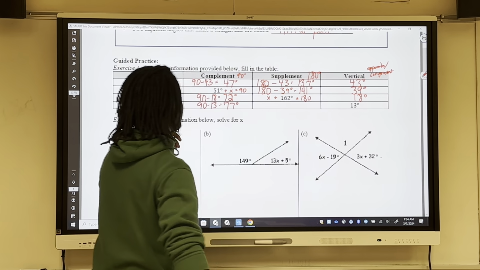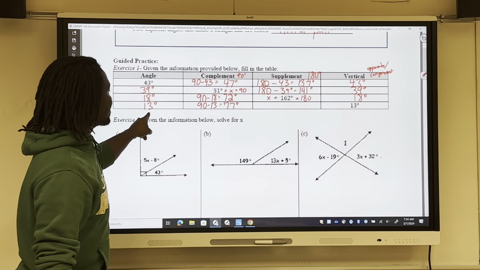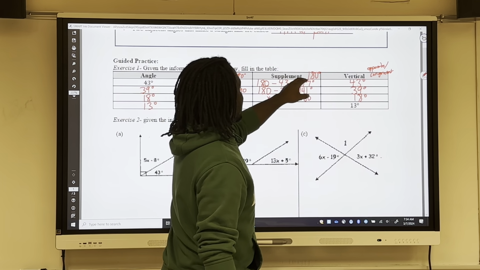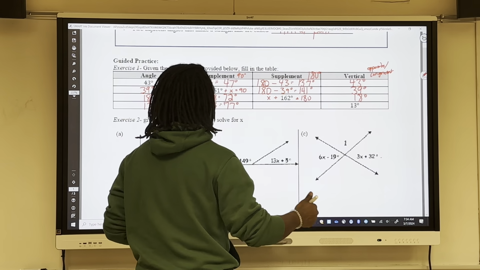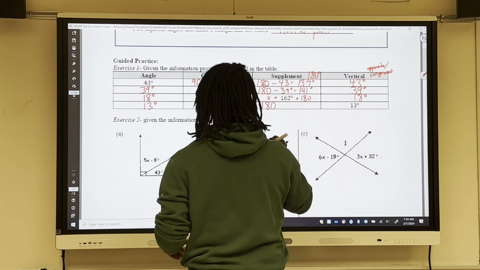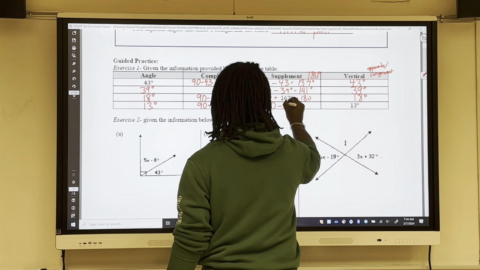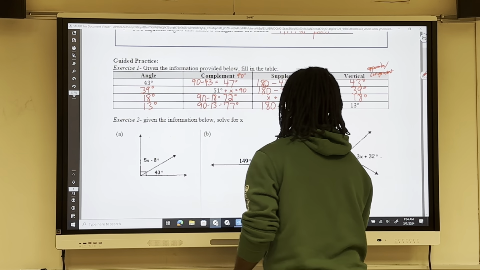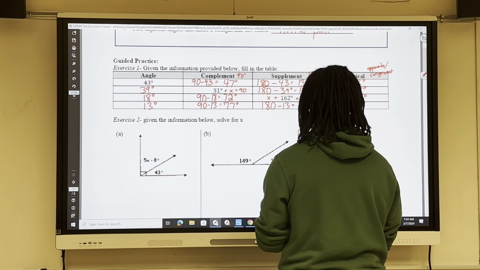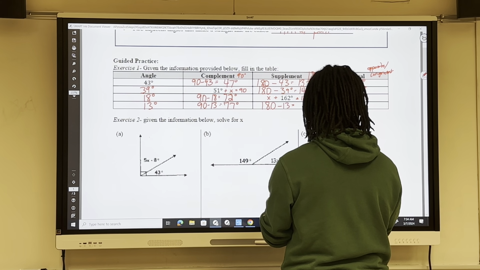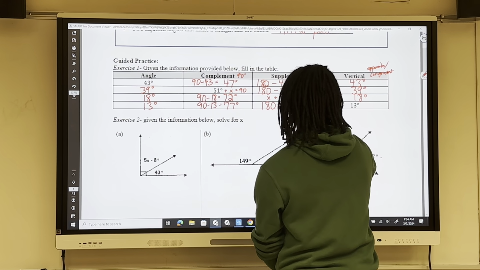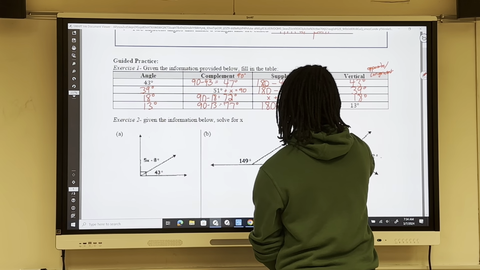Okay, and then to find the supplement, I'm taking this and subtracting it from the 180, because 180 is what two supplementary angles add up to give you, minus the 13, and that is going to give me what the supplemental angle is, and it is 167 degrees.